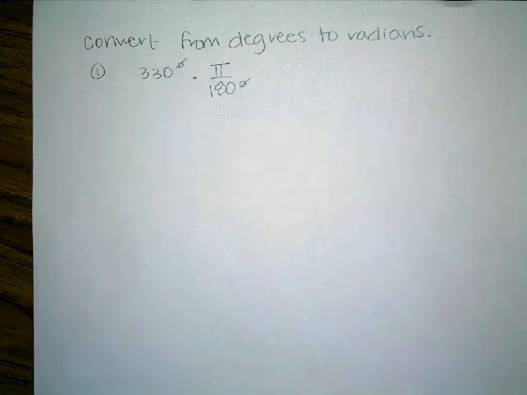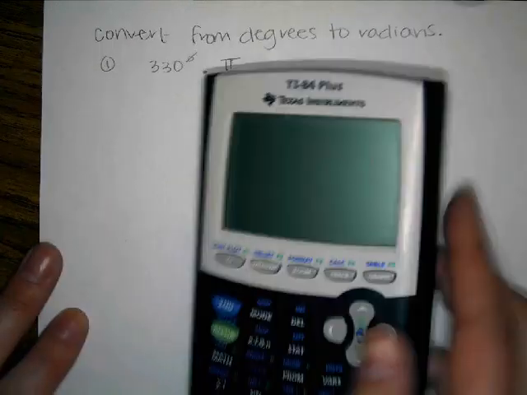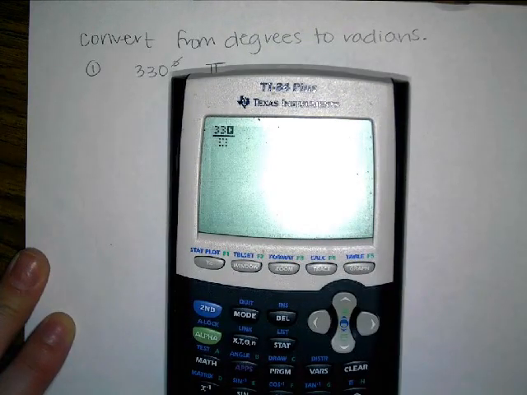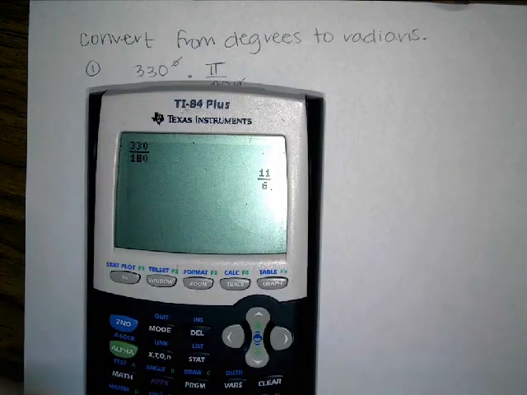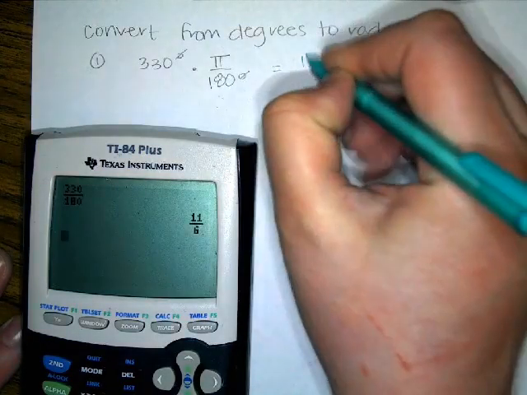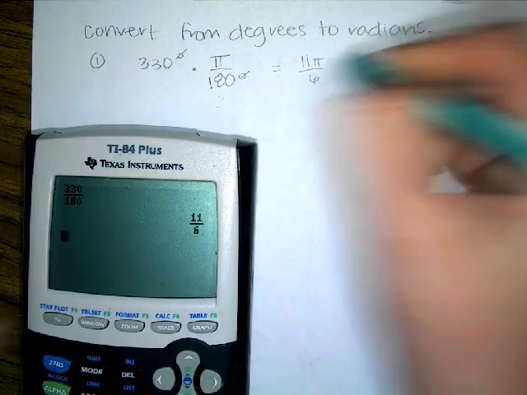So 330 over 180. I'm going to take that and stick the pi on top. So this is 11 pi over 6. And if you look at your unit circle, you should notice that 330 degrees is 11 pi over 6. Same spot.